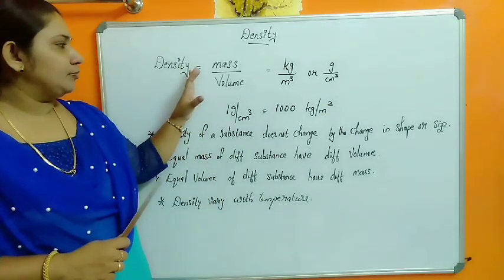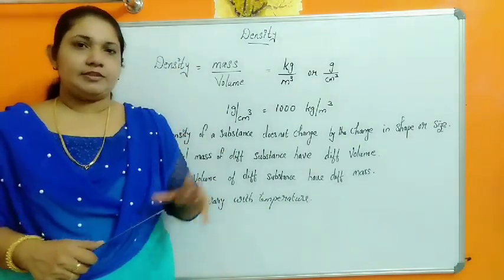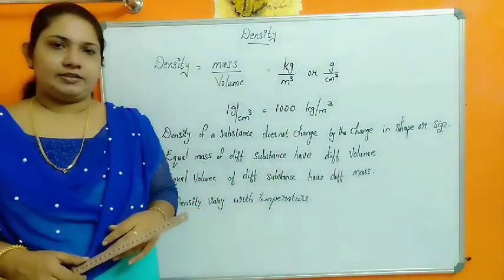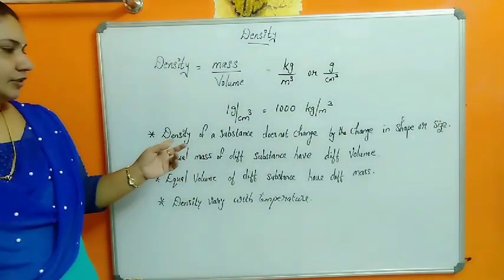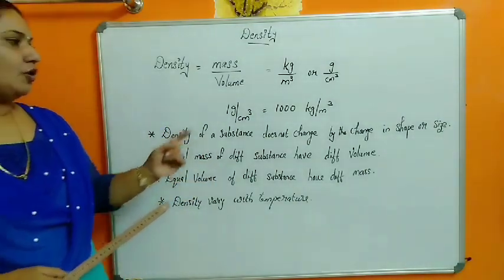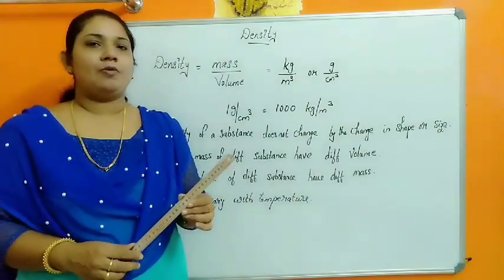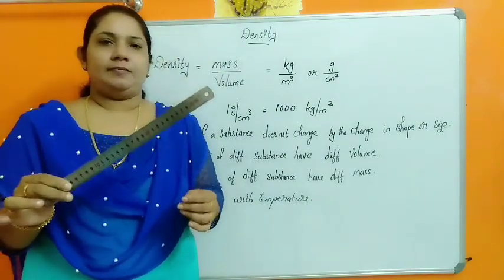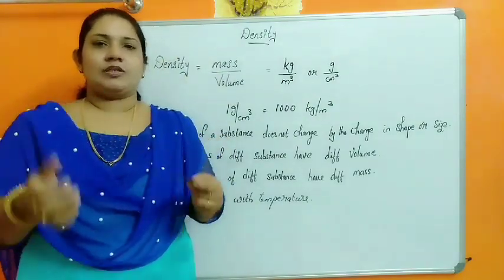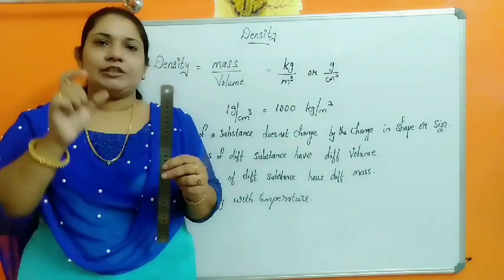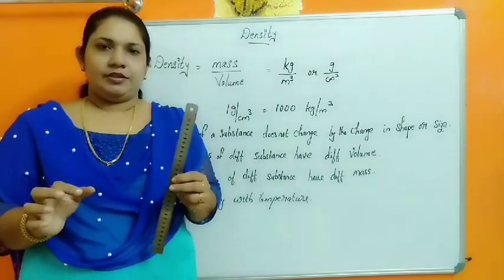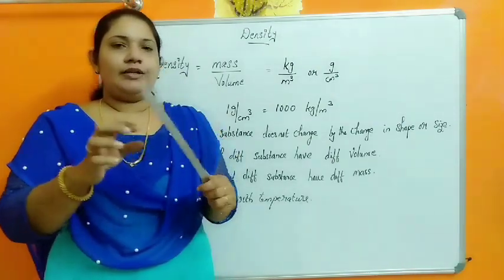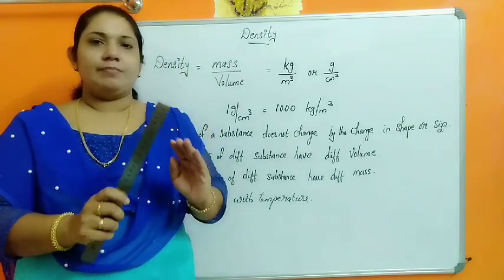Okay, so this much we studied related to density, its basic concept. Now we are going to study the 4 subtopics under density. First one is: density of a substance does not change by the change in its shape or size. I already told how to find the density of the steel scale. So if I change the shape or size, the density of the steel remains constant. That means it will not change when I just bend it or fold it. The density of the steel remains constant.